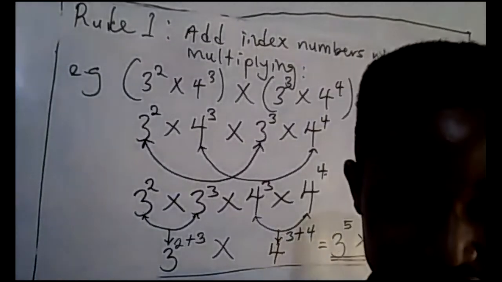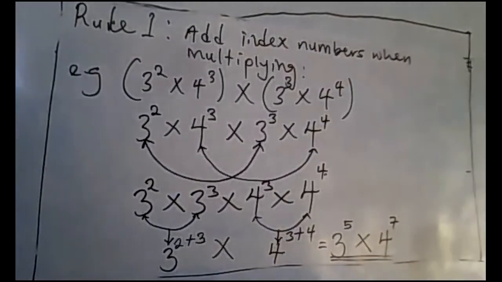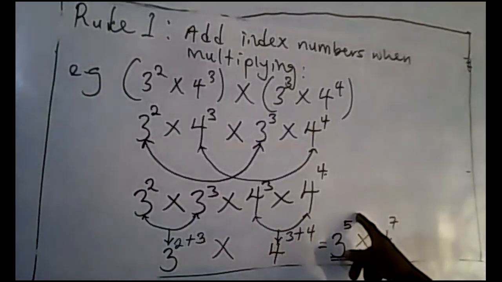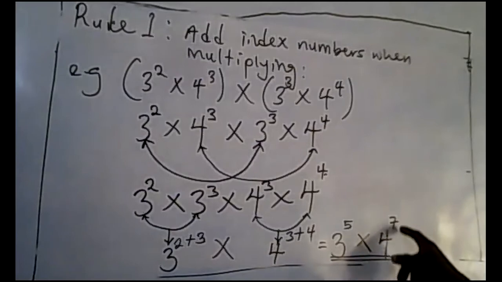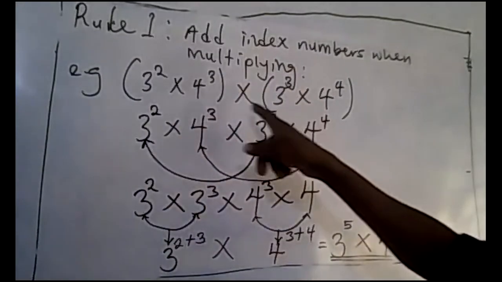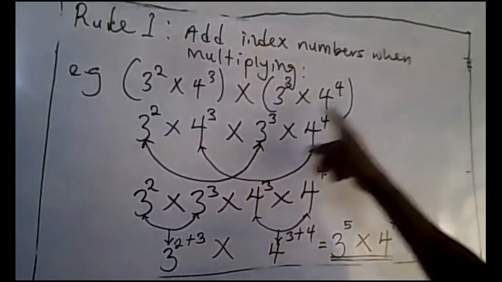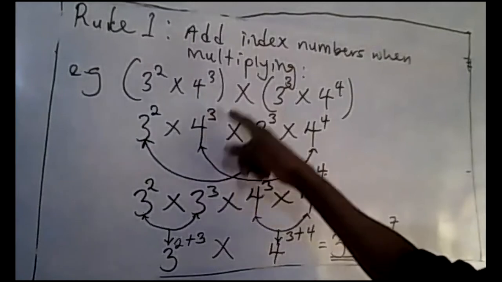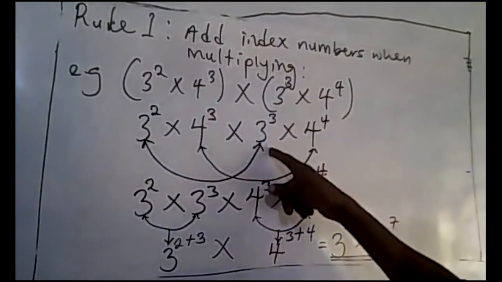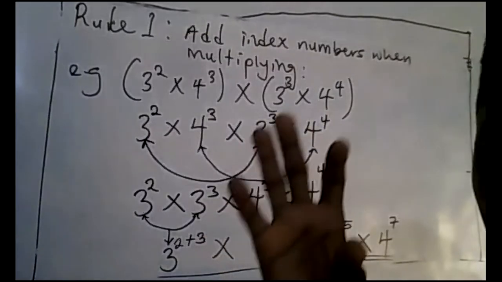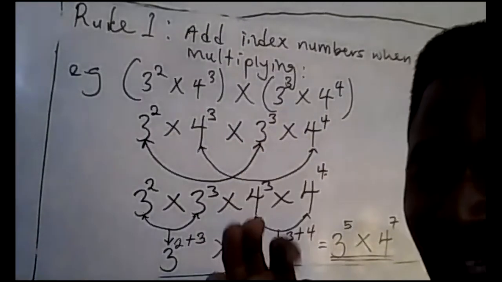Is that clear? Do you understand? Any question? So our answer is 3 raised to power 5 times 4 raised to power 7. Let me go over it again. I said the first thing you need to do is open up the brackets. 3 raised to power 2 times 4 raised to power 3 times 3 raised to power 3 times 4 raised to power 4. Then the next thing is you need to collect up the like terms.